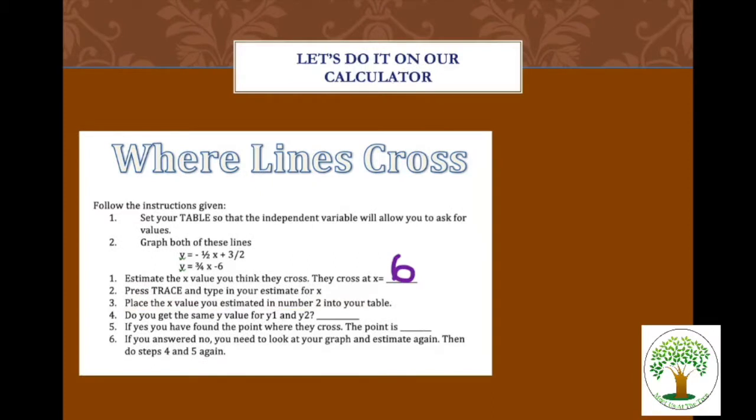Now you verified that X and Y was the same, so we're going to write the word yes right there. And since we did write yes, we have found where they crossed, and our ordered pair was 6, negative 1.5. Now, if we would have gotten a no, in the sense that they weren't the same, you would have had to keep estimating like we did here until you did get them correct.